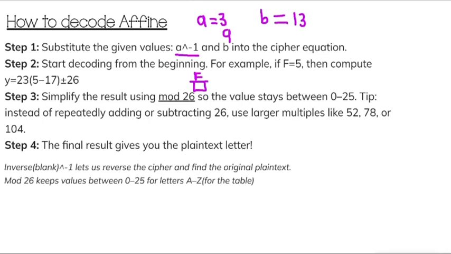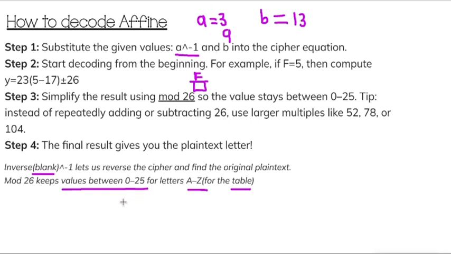I know that is a lot to digest, but basically inverse, so blank to the power of -1, lets us reverse the cipher and find the original plaintext. We will only use inverse for A and not B. So mod 26, modulus 26, means you're going to have to add or subtract 26 to get a certain range of values, in this case until the plaintext is greater than or equal to 0 or less than or equal to 25. And we're doing this because the range has to be between 0 through 25 for the alphabet A through Z, and this will correspond to the table of values.